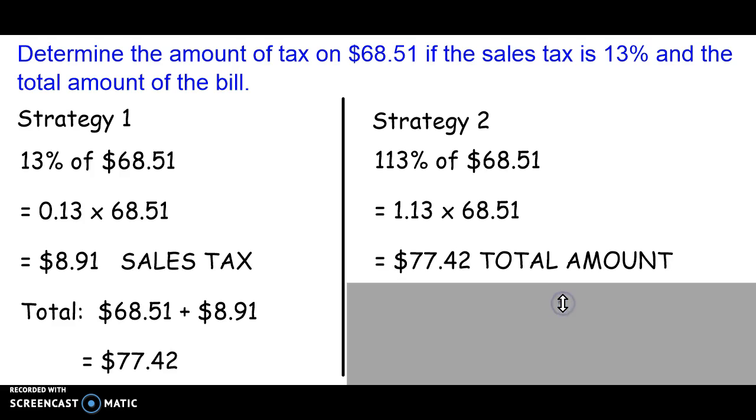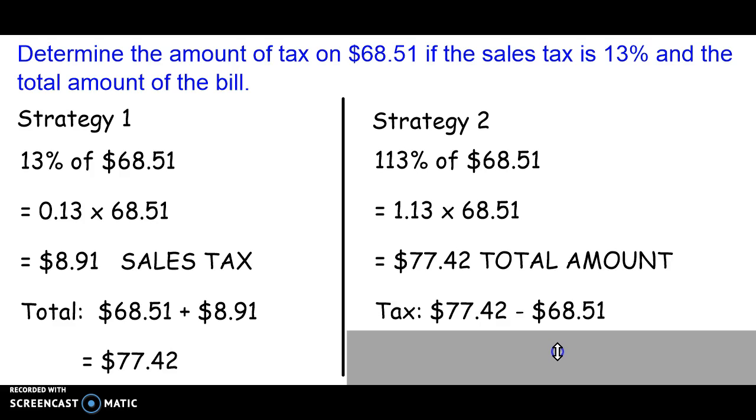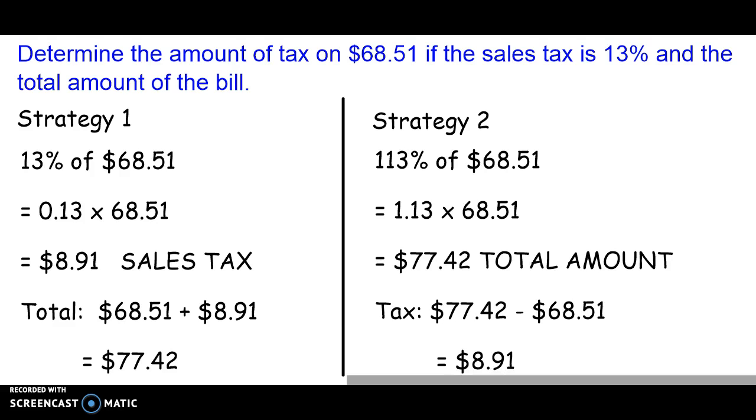$68.51, and we get $77.42 as we did in strategy 1. But this time, that amount represents the original amount, $68.51 before tax, with the tax already added in. So if we wanted to know how much tax we paid, we'd now need to subtract $68.51 from the final total amount. So the tax will be equal to, again, $8.91 once we subtract.